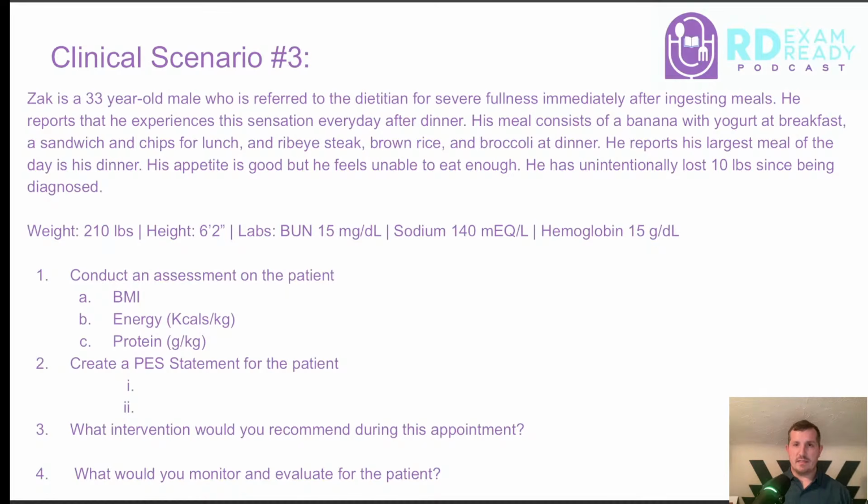Let's start with those labs and let's knock those out a little bit. The BUN of 15, folks, high, low, normal? How is that looking? Practice with me. BUN high, BUN low, BUN normal. What's that going to be there? I think this BUN is going to look pretty normal to me. Pretty normal BUN. Not too high, not too low. Pretty standard. What about the sodium? And what about the hemoglobin? Let me know what you got for all of those there.